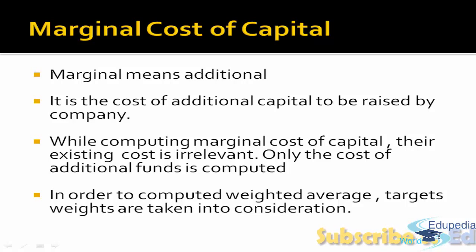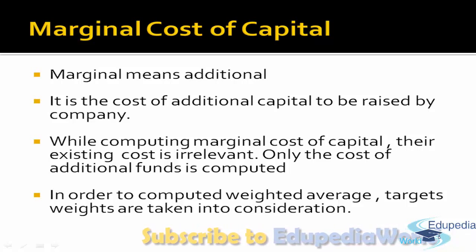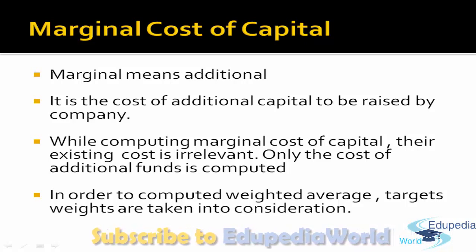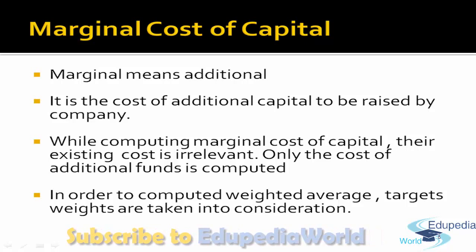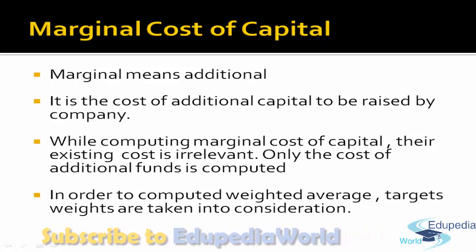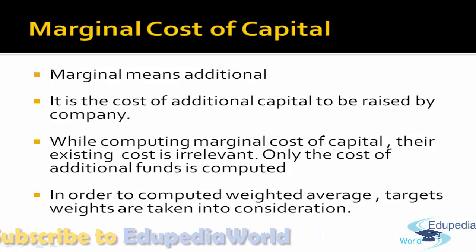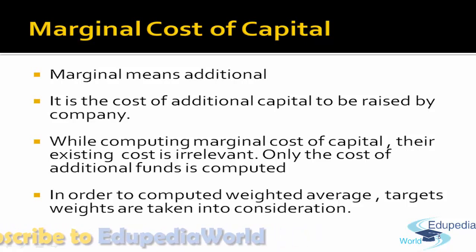So in order to compute the additional cost, we will take the future or whatever our target weights are given. See, if I say my target debt to value ratio is 20 to 100%, that means the debt ratio, your debt out of the total funds will always be 20 and your equity will consist of 80. So the weights are taken only of the additional sources of finance, irrespective of what your capital structure is as of now. This is really confusing.